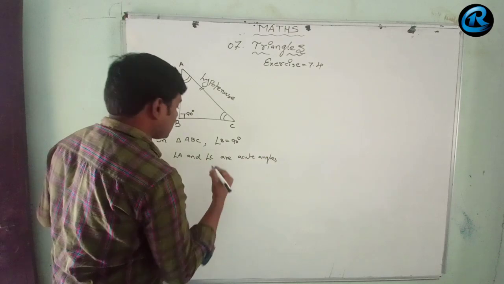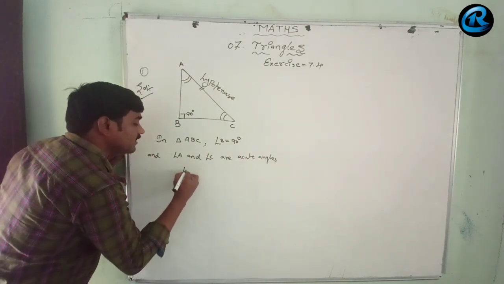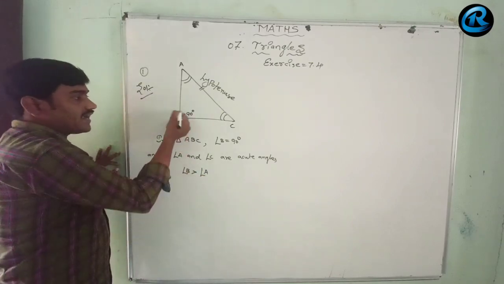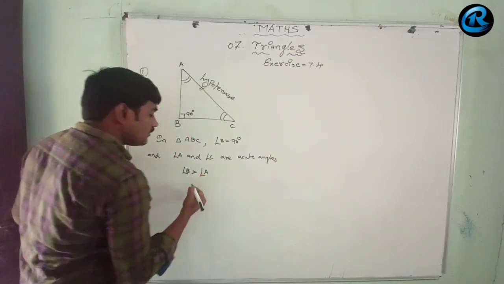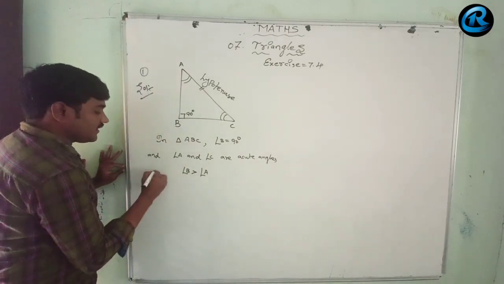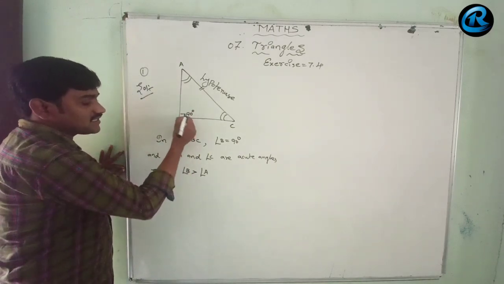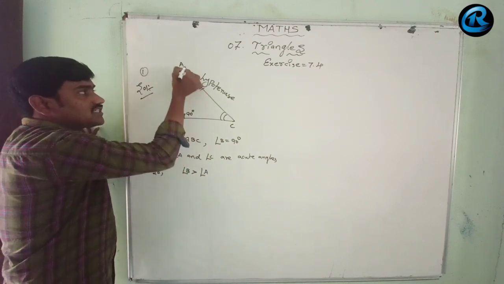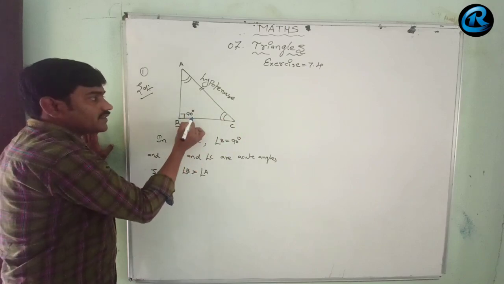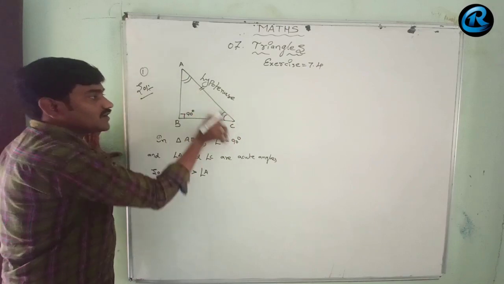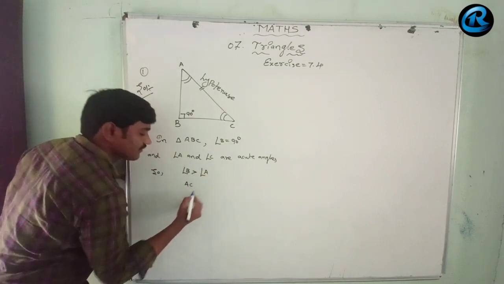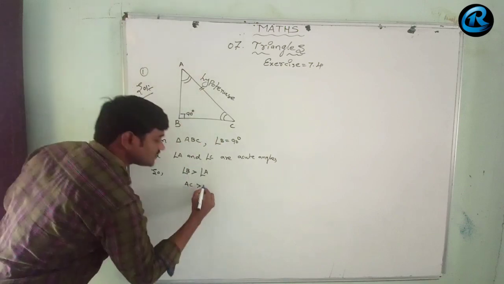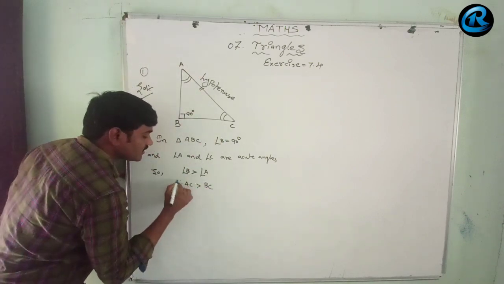So we'll write the same thing: here angle B is greater than angle A because the right angle is greater than an acute angle. We know that if angle B is greater, the opposite side is longer. So if this angle is greater, the side opposite to it is greater. What is the side here? AC, which is opposite to angle B, is greater than the side opposite to angle A. What is the opposite side? That is BC.